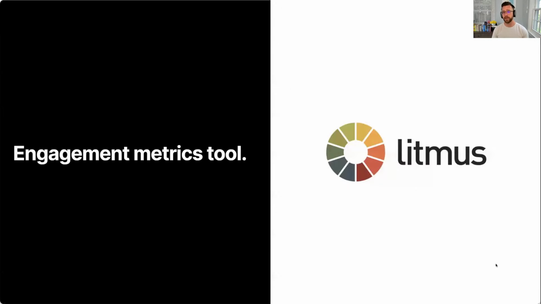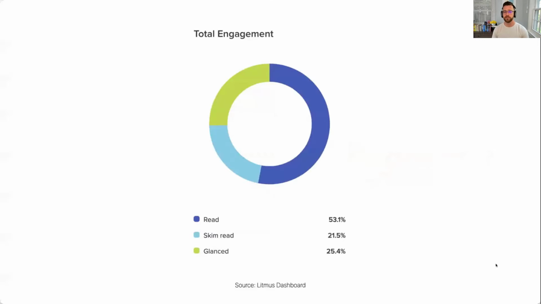So a couple of tools that I'm going to mention. We talked about Litmus a little earlier. Let me just show you a few things that Litmus provides. First things first is you get a breakdown of total engagement. Anybody that's on HubSpot, anybody that's on Salesforce, you do get some of this data inside of your ESP already. But essentially it breaks down into three key categories, as I mentioned before: read, skim read, and glanced.